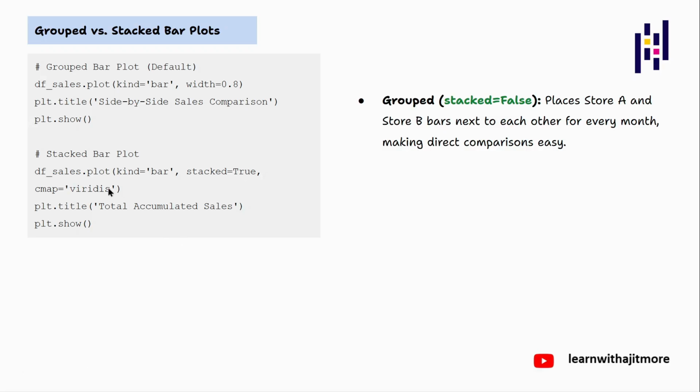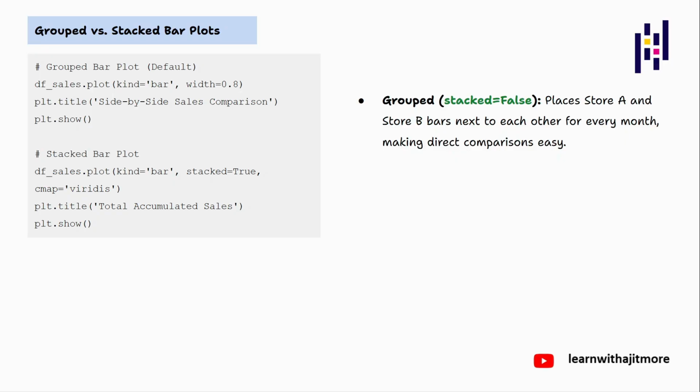When you give that parameter stacked equal to true, then it will be one above another. And when it is false, which is by default, it will be grouped. All the bars are one aside another, like this. It will place store A bar and store B bar next to each other for every month. So when they are besides each other, the comparative study can be done.